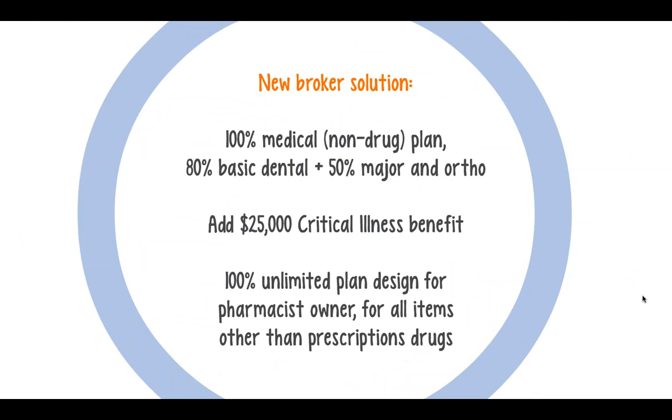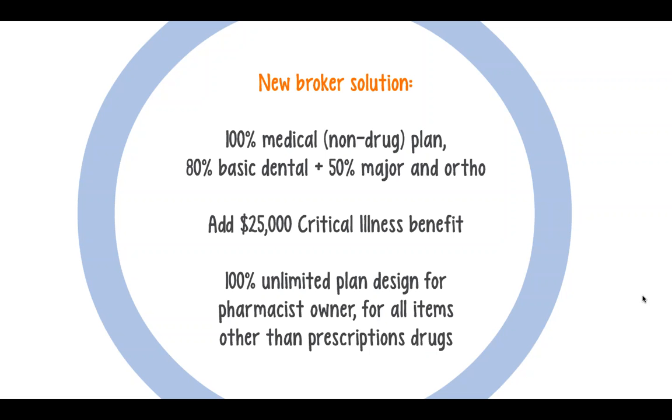So a new broker came in, just at the peak of that client's frustration, and proposed a significant restructure to that plan, which was 100% reimbursement for medical expenses with no drug benefit. Not the easiest thing to do necessarily, so you're looking very much at an ASO solution here rather than an off-the-shelf plan. 80% basic dental, and they were able to introduce 50% major restorative and orthodontia to the plan because this drug component had been carved out that they didn't need. A $25,000 critical illness benefit was also added into the plan.